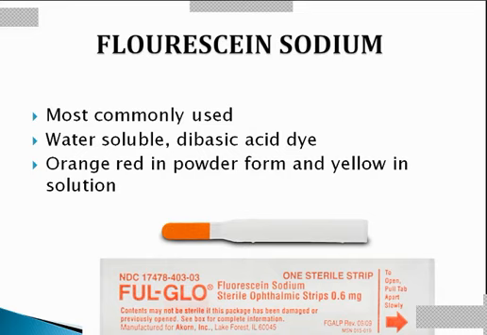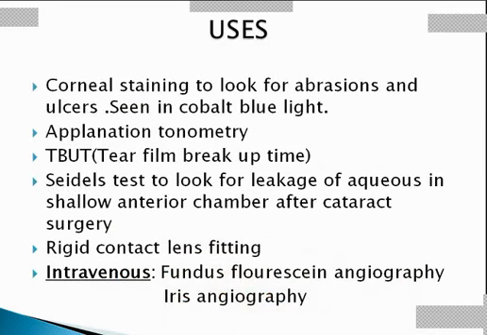This will stain the erosions. Any epithelial defect is stained with fluorescein. It is a water-soluble dibasic acid dye, orange-red in powder form and yellow in solution. This is available in the form of strips. Uses are corneal staining to look for abrasions and ulcers. It is seen in cobalt blue light.